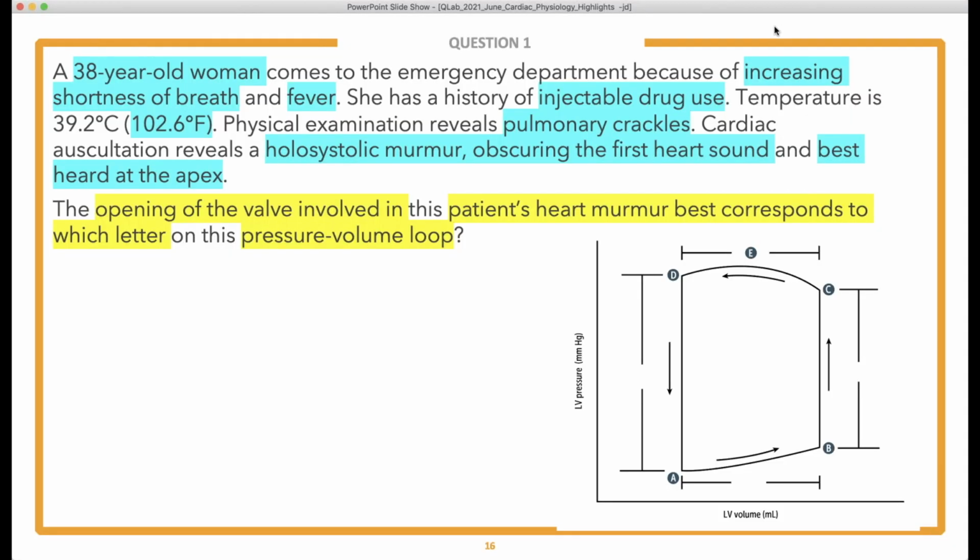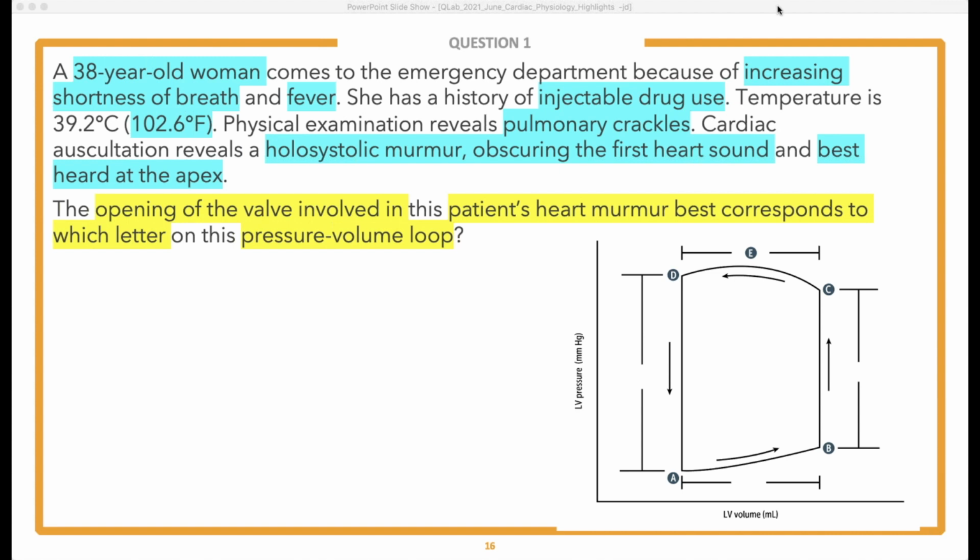As you read that lead-in first, it is a little bit important to pick up on what's going on in this question, because they're asking us specifically about the valve in this patient, okay? So, 38-year-old woman, again, demographics, important to take note of. Why did she come to the ER? Increasing shortness of breath and fever, okay? Don't forget why they came to the ER or the clinic in the first place.